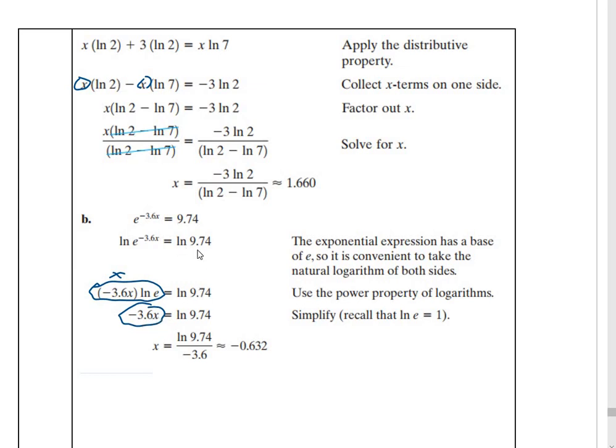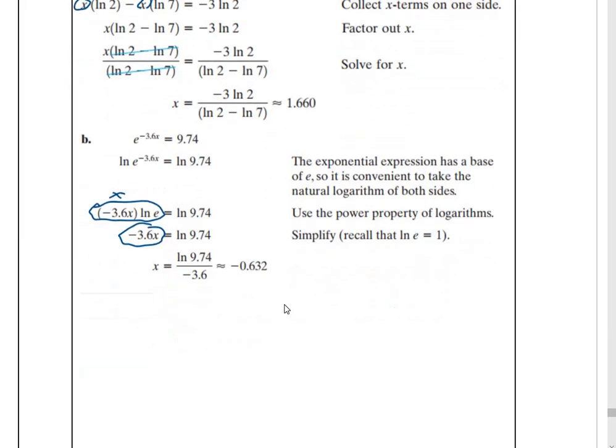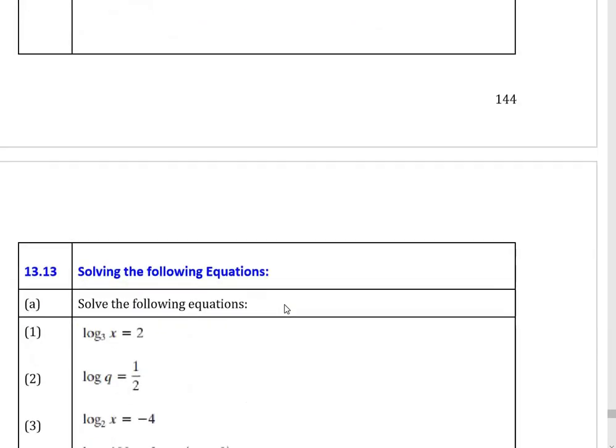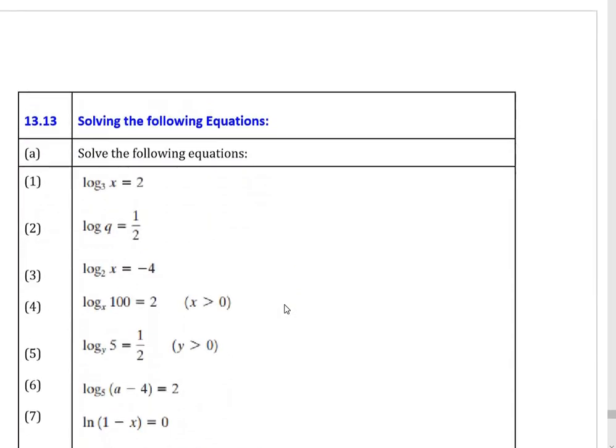And then I have ln of 9.74. Remember, ln on this side, ln on that side. So ln and e will cancel here. And very easy, I can just divide by minus 3.6 now and find my answer. Minus or negative 0.632. Very, very easy. So these are the two types that you must know now.